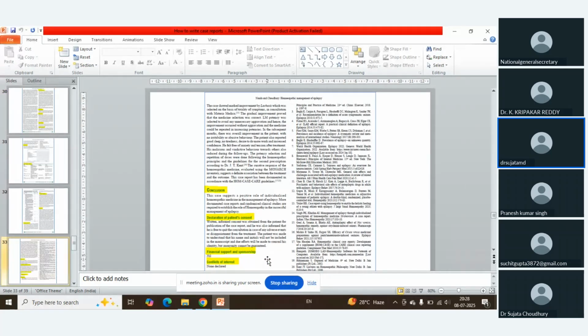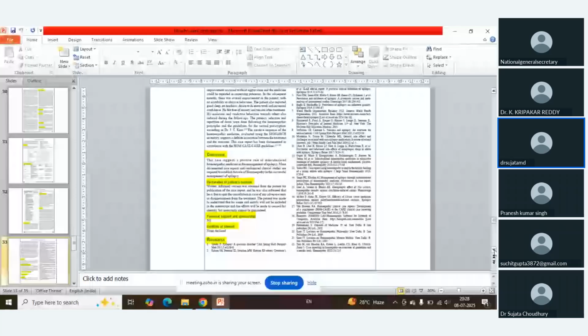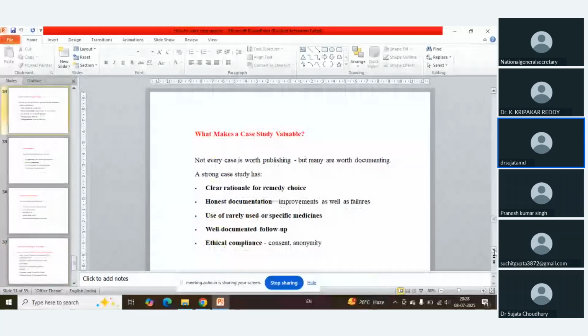Then conflict of interest for both authors. If there is any conflict, it is a serious issue, so you have to mention no conflict of interest every time. Then references. For example, I have shown you a published article in IJRH.